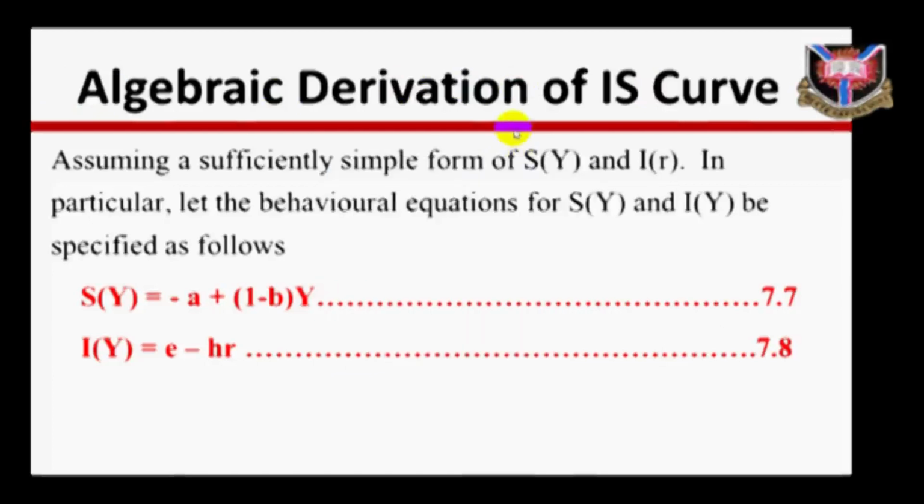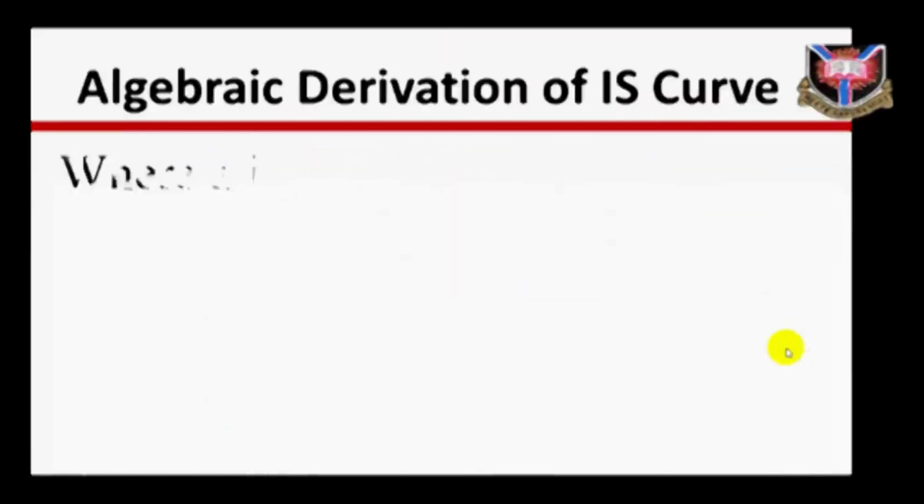Algebraic derivation of the IS curve. Assuming a sufficiently simple form of S(Y) and I(R), in particular, let the behavioral equations for S(Y) and I(R) be specified as follows. S(Y) equals minus A plus (1 minus B) times Y. That is equation 7.7. I(R) equals E minus HR. Equation 7.8.